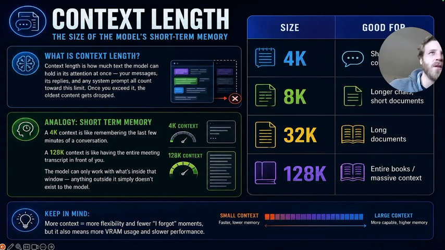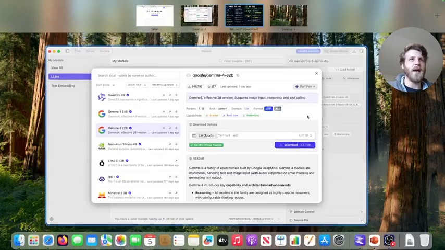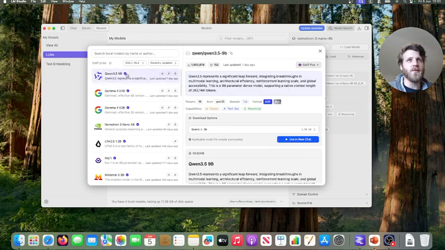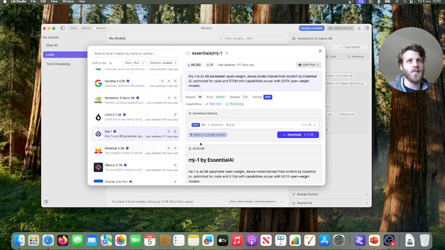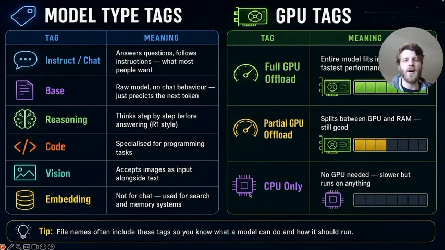Okay, so 4K is like a short conversation, 8 is like a longer chat, 32 is like long documents, and 128 is like an entire book. Okay, and lastly, we have model type tags and GPU tags. So if we head back over, we've got here capabilities: vision, tool use, reasoning, full GPU offload possible. If we head up to the one just above it, likely too large. If we head over to Qwen, let's go down to one. Partial GPU offloading possible. Okay, so these are our other tags we can use to understand what model to download for our specific machinery.